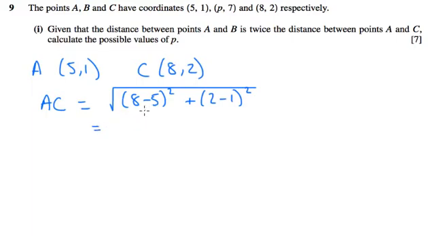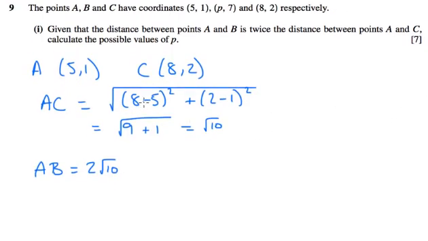Eight minus 5 is 3, so that's 3 squared is 9. And 2 minus 1 is 1, so 1 squared is 1. So that tells me the distance between A and C is root 10. The distance between A and B is twice that. So we know that A to B is 2 lots of root 10, which we can write as 2 root 10.